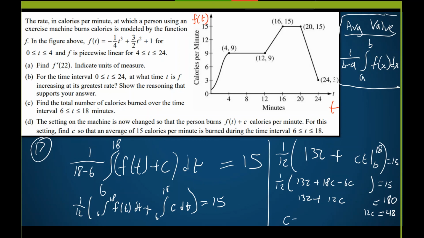Calories per minute. That's a language difference. Okay. Again, if you're not sure, your average value does not change your units. Units don't change.